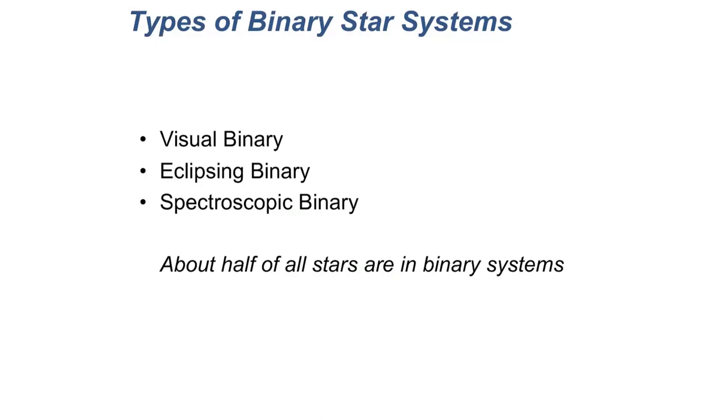We've got these three kinds of systems that are determined basically by how we observe them. Visual binaries. In a visual binary, we actually see both stars orbit one another. Eclipsing binaries and spectroscopic binaries, we only see a single star, and that's almost every one of them. Visual binaries are rare, actually, in that they have to be fairly close to us, and far enough apart from each other that we can actually resolve both stars.